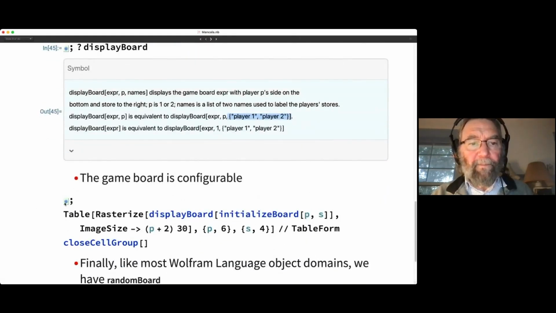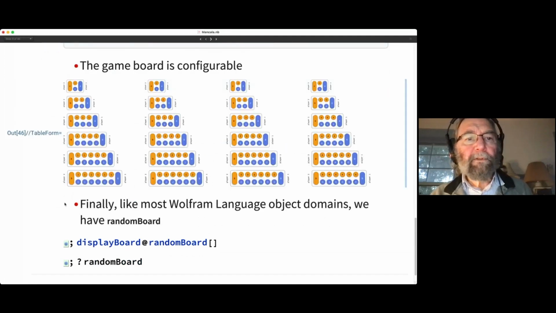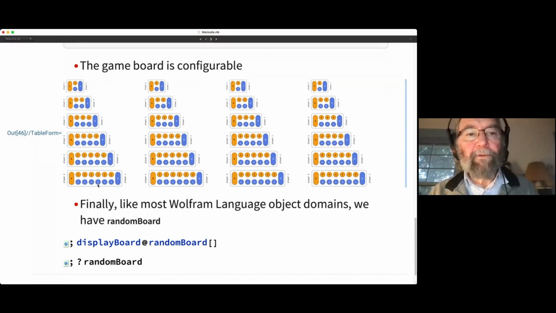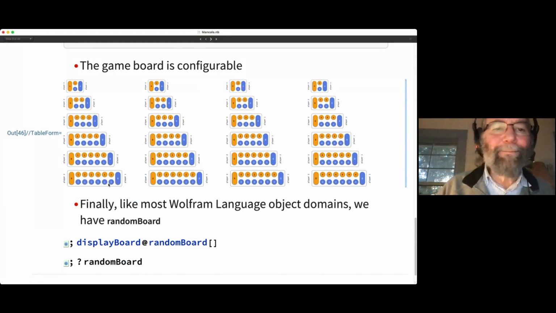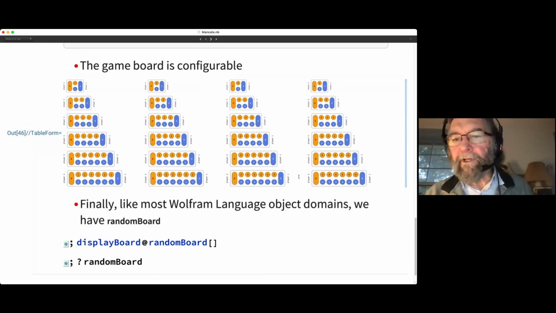The board is completely configurable. We can have very small boards with 1 pit each, or very large boards with 6 pits. There's no limit to how big you want to make the board. We can have 1 seed in each pit to as many as 4 or more. I've just shown up to 4 here. This would be the traditional game over here, 6 pits, 4 seeds.